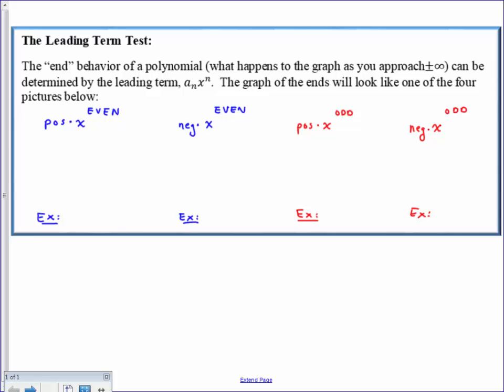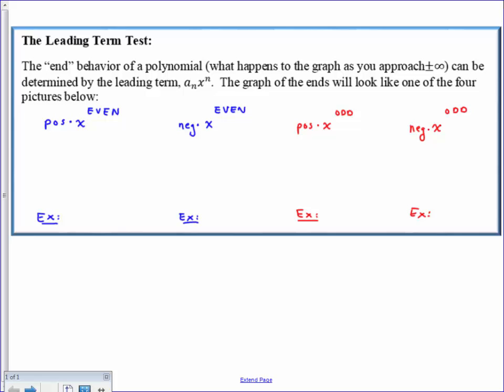So on here, for example, any kind of graph that we have is going to act like one of the four examples that I'm about to show you. And what we mean by act like is at the far ends, as you approach positive and negative infinity, they're going to have particular behaviors.